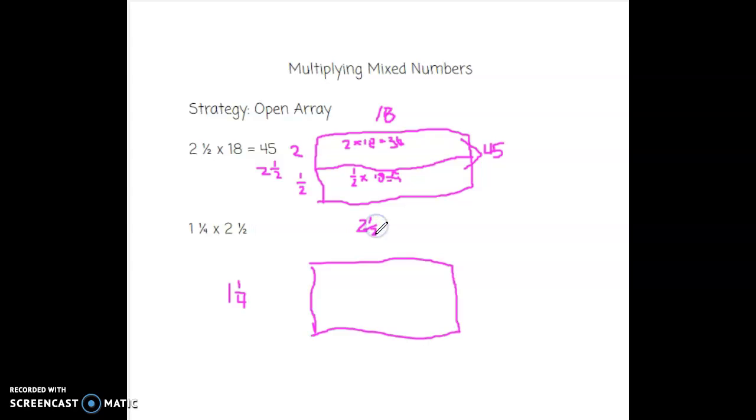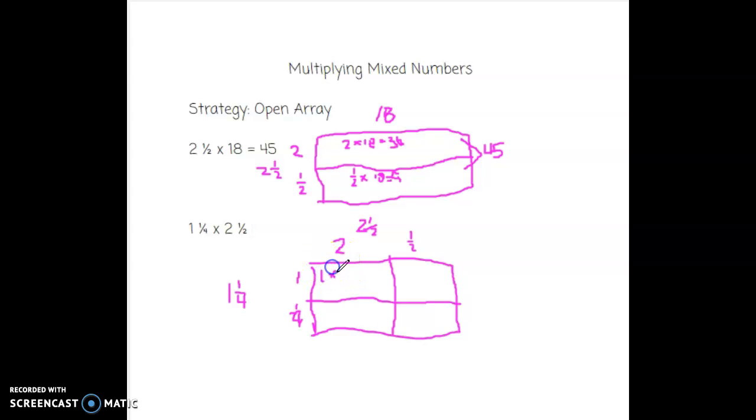Then you need to break apart your whole number from your fraction. So 1 is the whole number, 1/4 is the fractional part. And then you're going to draw a line to separate them. Then break 2 1/2 apart, so that's 2 and 1/2, and then draw your line to separate them. Now you're going to multiply them out in each section.